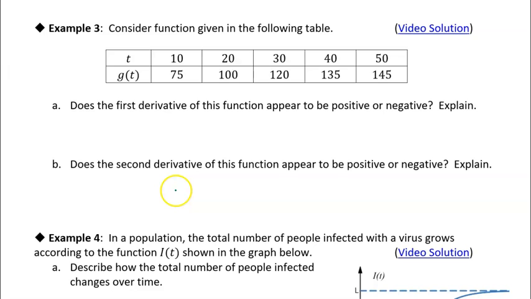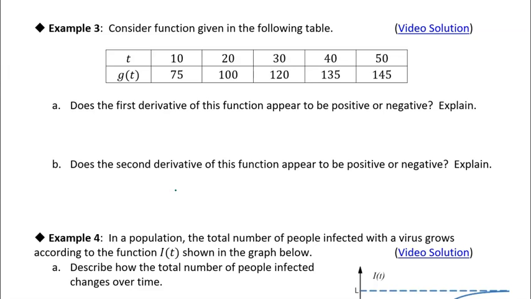So the first question is, does the derivative of this function appear to be positive or negative? Now remember, if the derivative is positive, that means the function is increasing. If the derivative is negative, the function is decreasing. So what do I see here? As t increases, the values of the function are getting bigger: 75, 100, 120, 135, and so on.